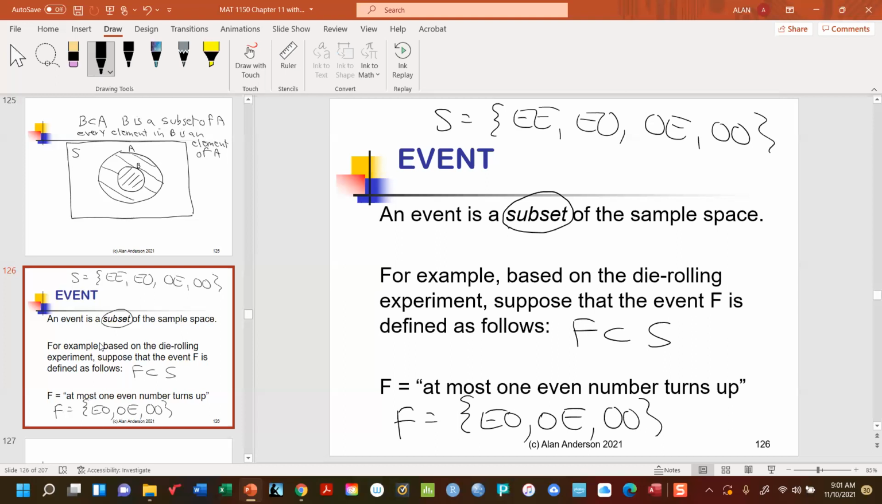So if you notice, I've defined the event F as at most one even number turns up when I roll the die twice. Basically, what that means is every outcome except two evens. And if you look at the bottom, I've listed them all. EO, OE, and OO are all qualified. And you notice every element in F also belongs to S, which implies that F is an event.